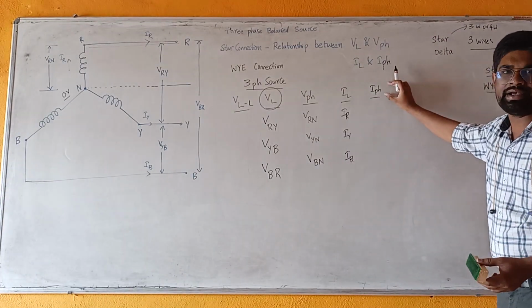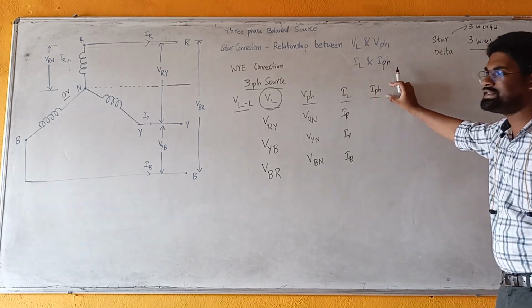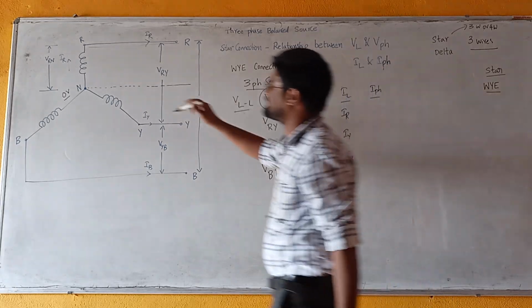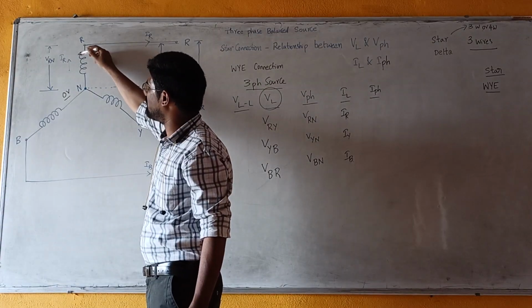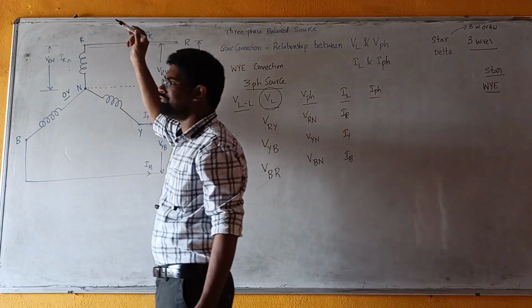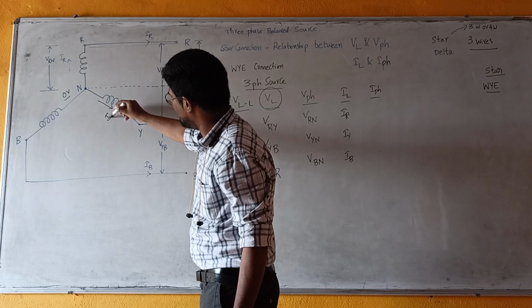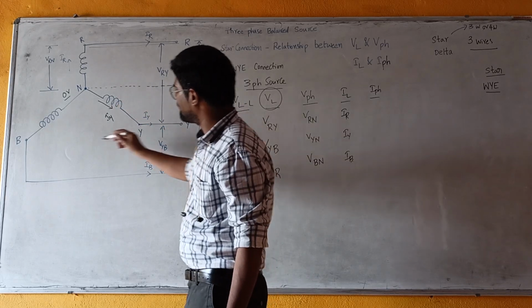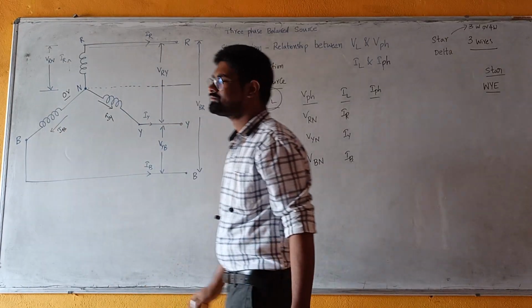Now what is phase current? Similar to the definition of phase voltage, phase current is the current flowing through each coil. Current flowing through the first coil is IR and it is phase current. Current flowing through the second coil is IY and it is a phase current. Current flowing through the third coil is phase current.